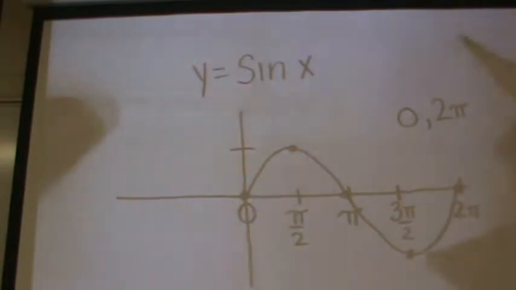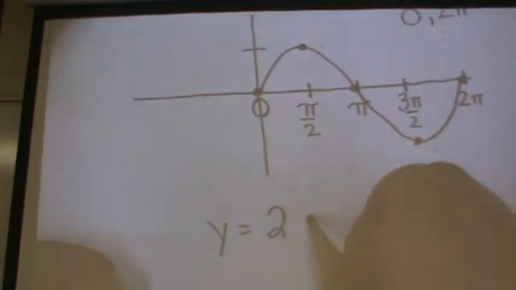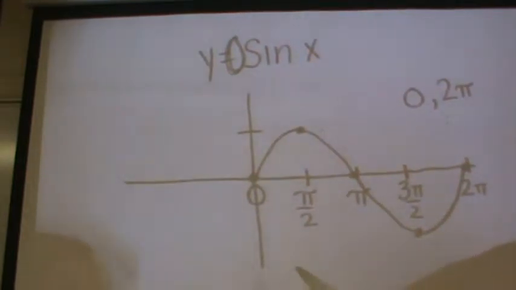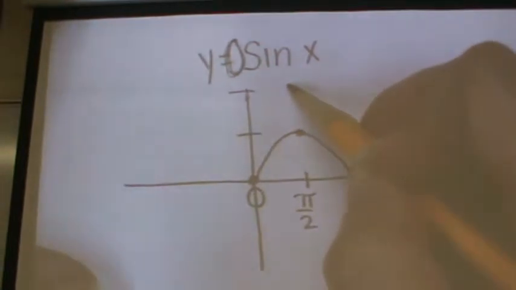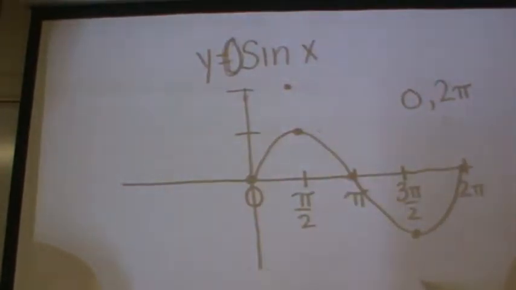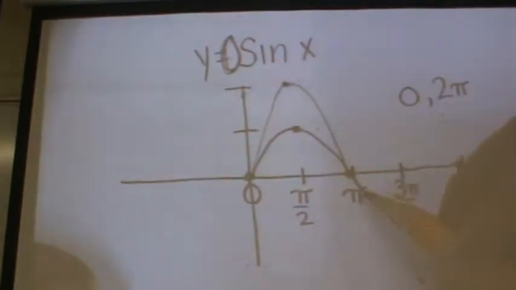Now, what if there was a number in front here? What's this called? If I gave you y equals 2 sine x, what did that number do? It increases your amplitude. It stretched it. So instead of going up to 1, we would go up to 2, and down to -2, and it would look like this.